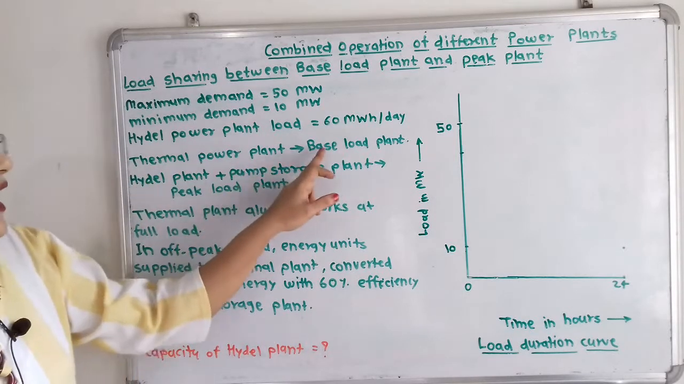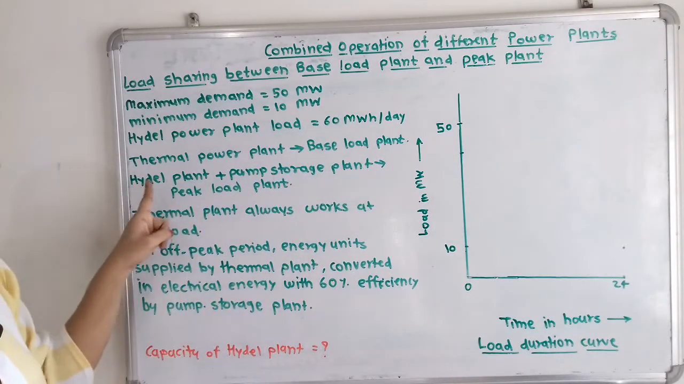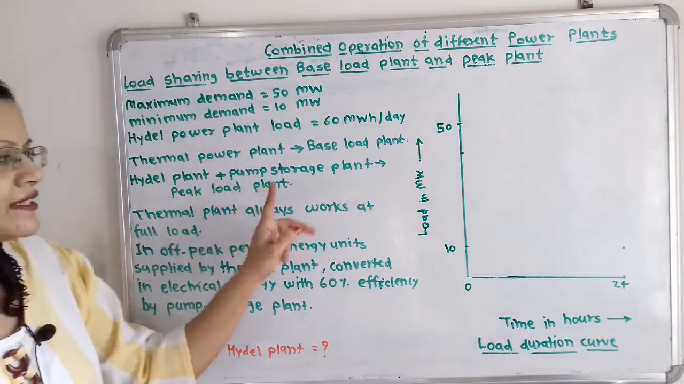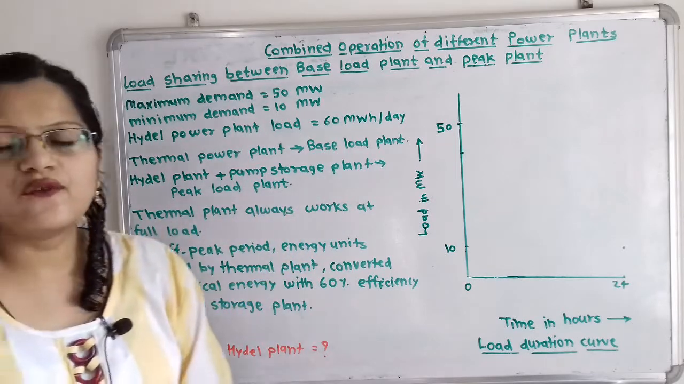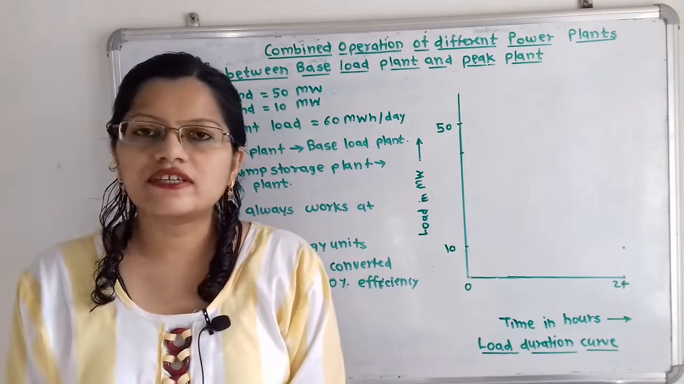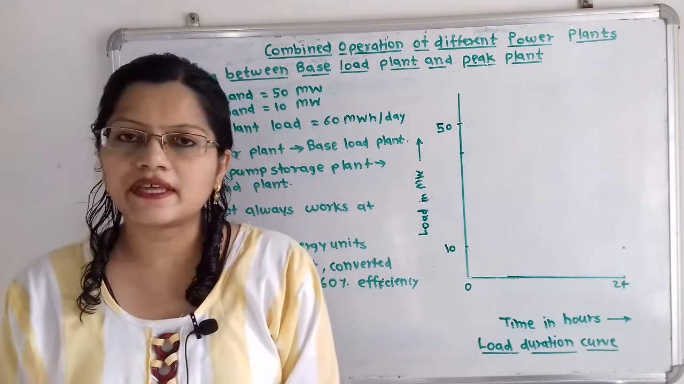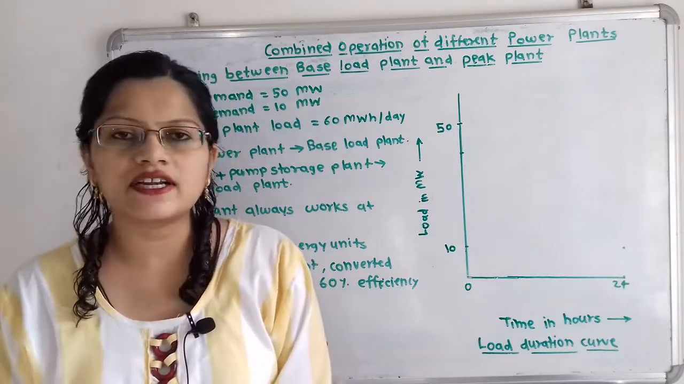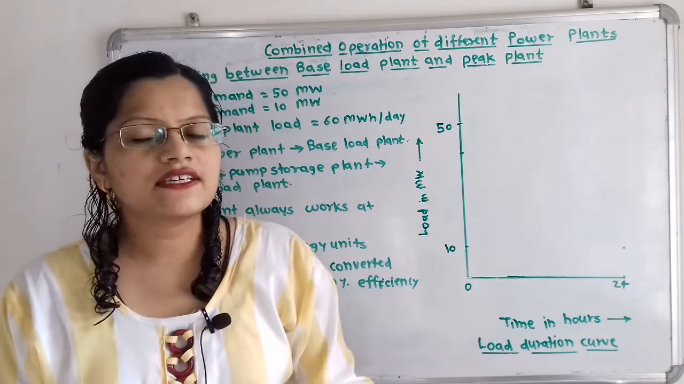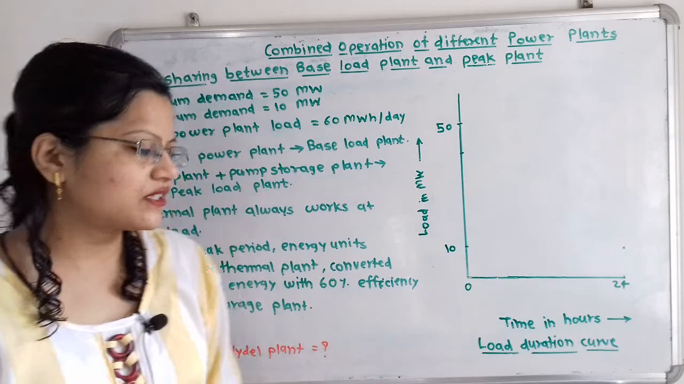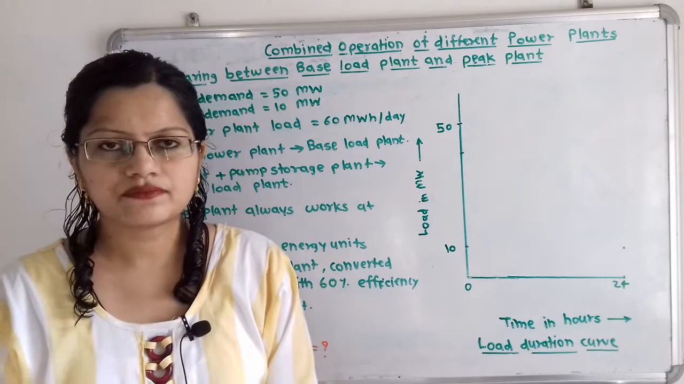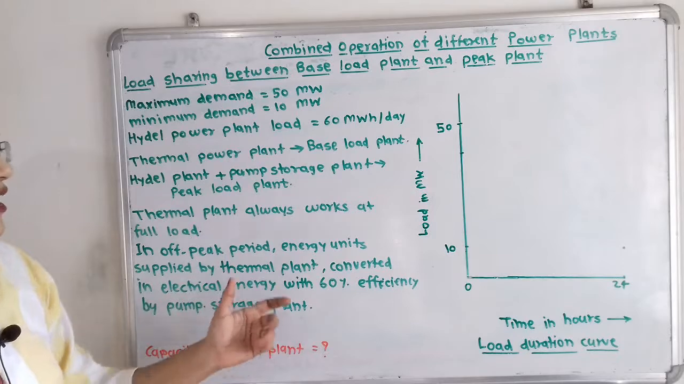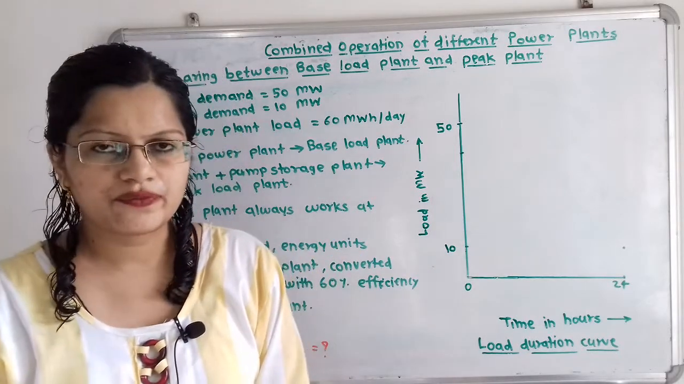Thermal power plant will act as a base load plant, and hydel plant plus pump storage plant will act as a peak load plant. Thermal plant always works at full load. So energy units generated during off-peak period of the thermal plant are converted into electrical energy by the pump storage plant, and this conversion takes place with 60% efficiency. Now with the help of this data we will draw the load duration curve.